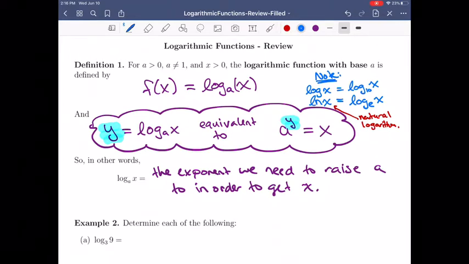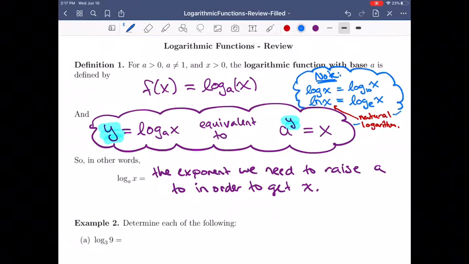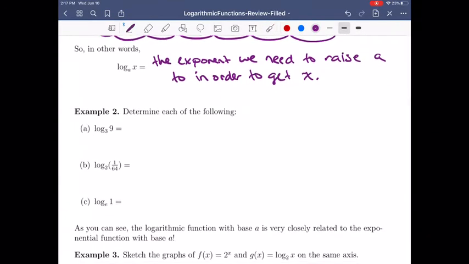Now these are actually the only ones that your calculator has in it. So these are the only ones that you can actually compute using your calculator. All the others, you're going to need some sort of log rule, or you're going to need this relationship here to compute. Okay, so let's see some of those.